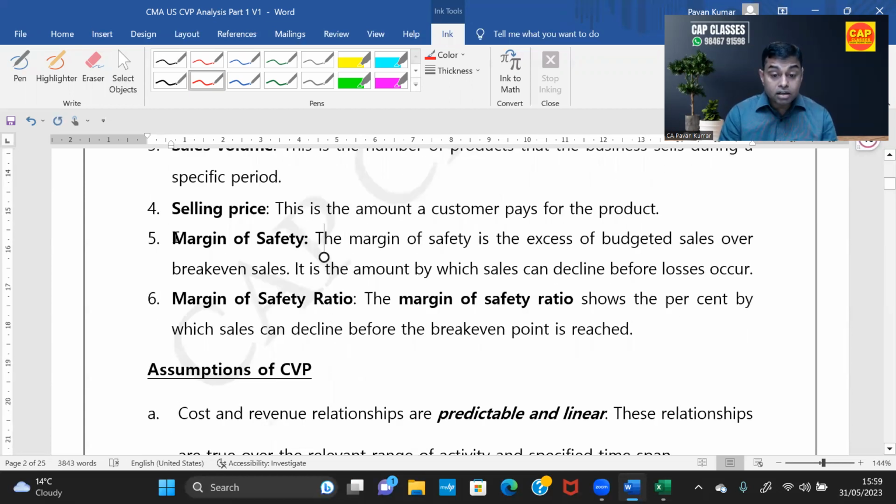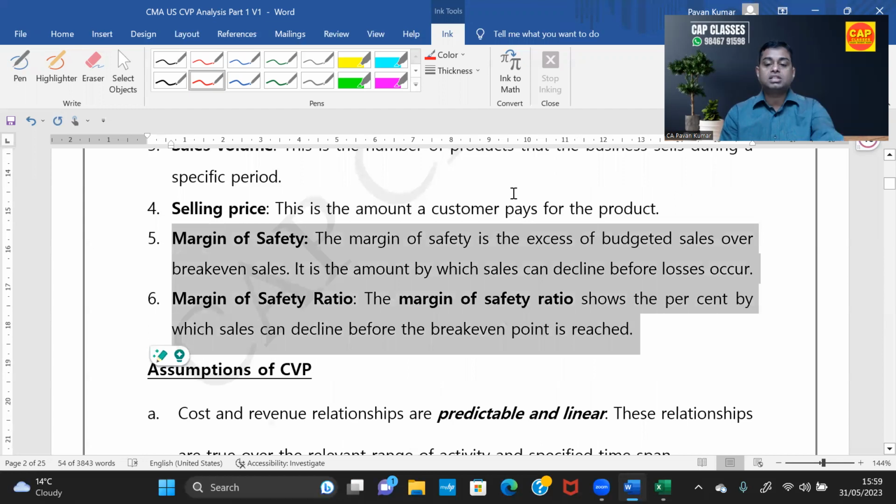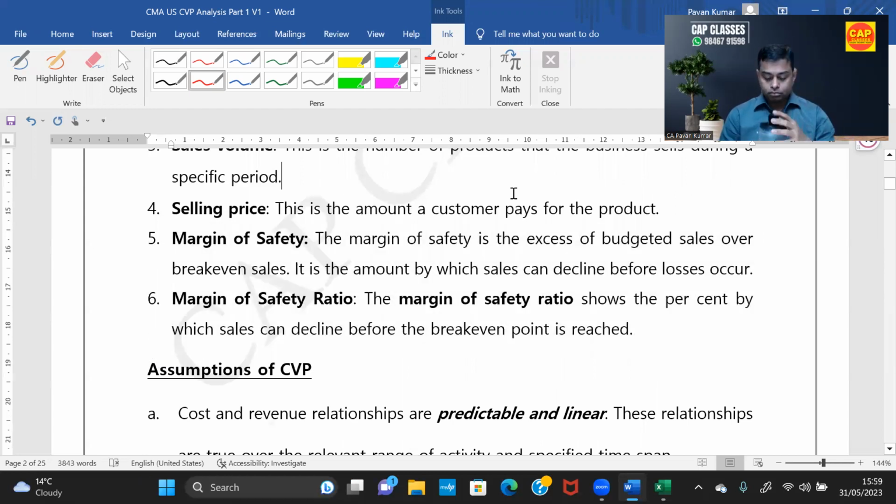Then two important things are given here: margin of safety and margin of safety ratio. All of you read points number 5 and 6 once. I'll explain what it is.